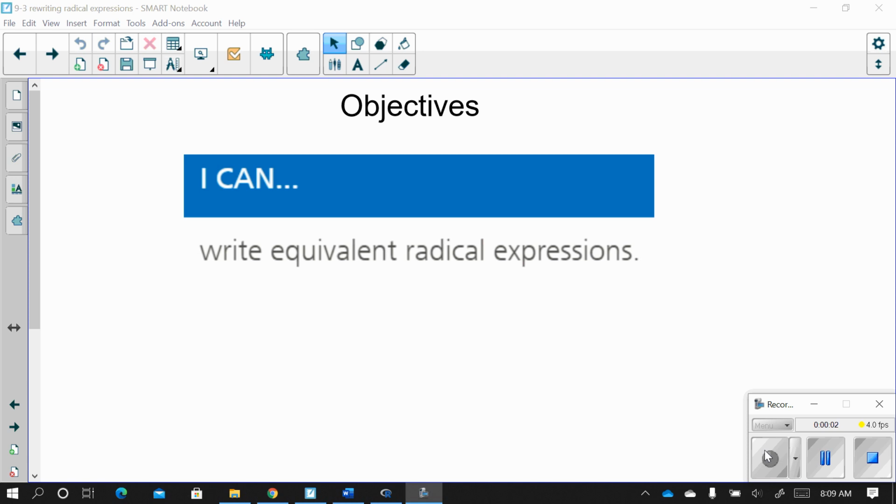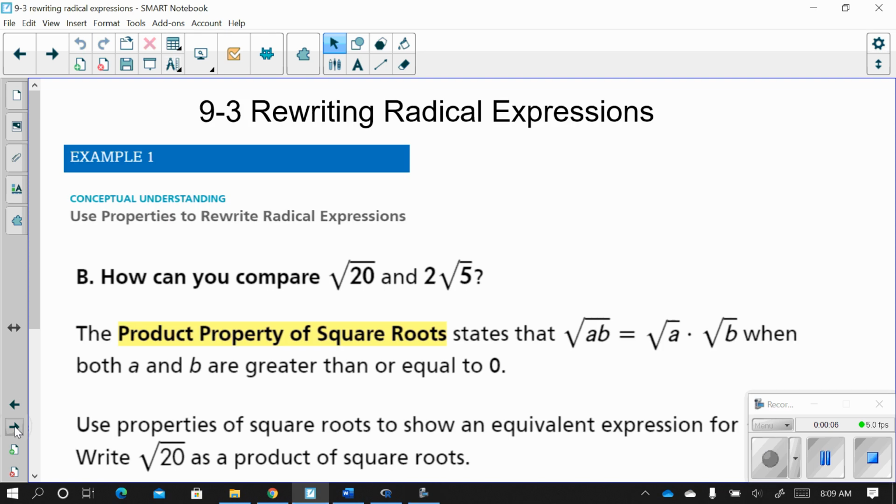Hey guys, today we're going to look at 9-3, reducing radicals. So today we're rewriting radical expressions. The first question it wants us to look at is how do we compare the square root of 20 and 2 times the square root of 5?